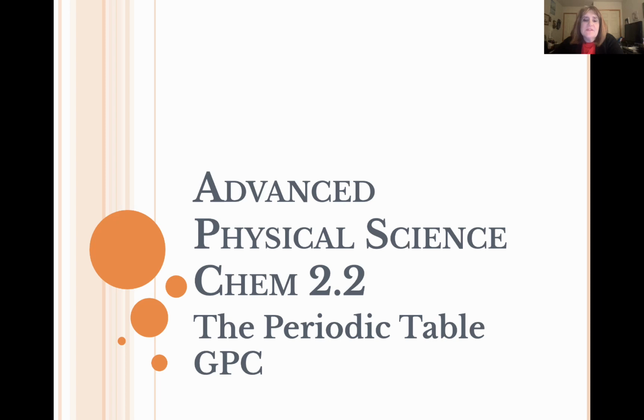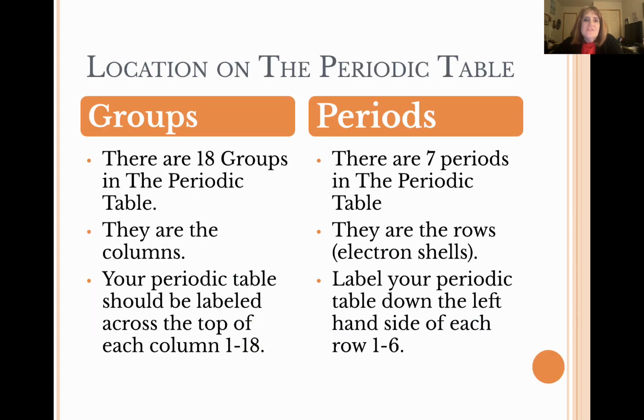This is Chemistry 2.2 on the periodic table. This is the GPC. The G stands for the group. There are 18 groups across your periodic table. They are the columns. So on your periodic table, find the word that says group, and it's going to be the bottom number. So closest to the edge of your periodic table across the top of the columns, number them 1 through 18.